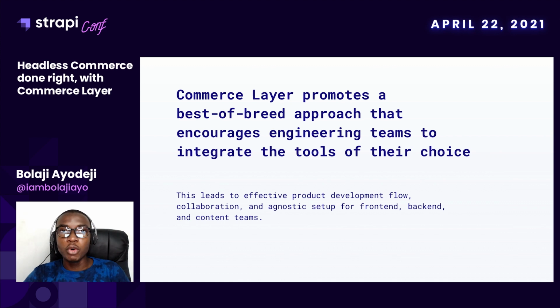So Commerce Layer promotes a best-of-breed approach that encourages engineering teams to integrate the tools of their choice. This allows every team to have an agnostic setup. Your front-end team can use the best tools they want to use. Your back-end team can use the best tools they want to use. The content team can use the best CMS they want to use, so as to achieve the aim of satisfying your customers. And along the line, this leads to effective product development flow and collaboration.